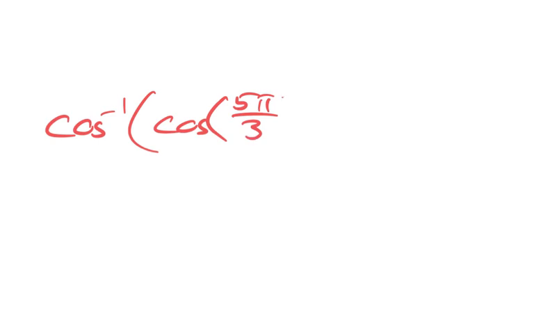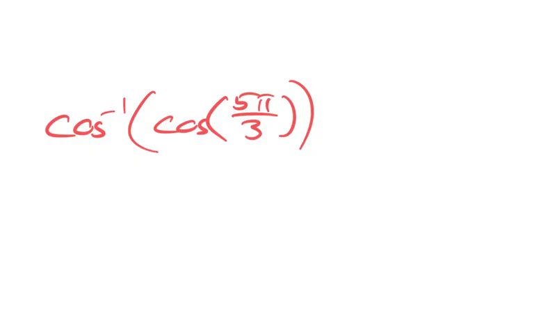If I had to find the inverse cosine of cosine of 5 pi over 3. Just write down 5 pi over 3.